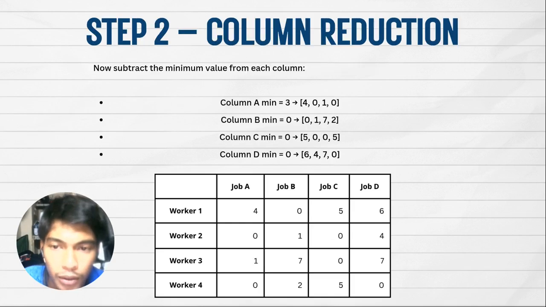Alright, now we go to step 2, which is column reduction. Now we subtract the minimum value for each column. So for column A, the minimum value is 3. So you can get the new values in the column. Just now we used rows, but now we use columns. The first step is row reduction, and the second step is column reduction.